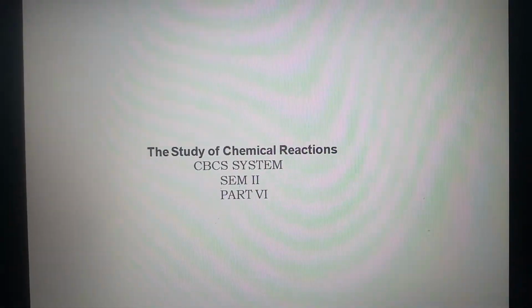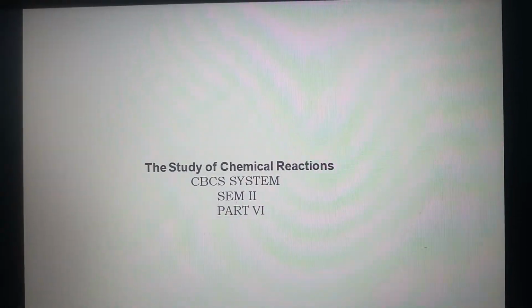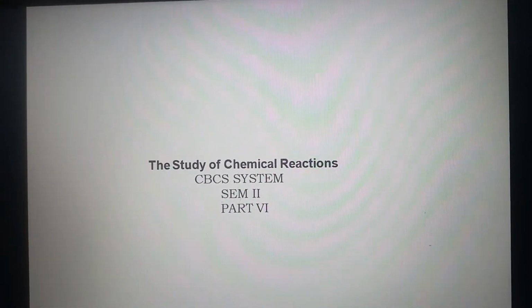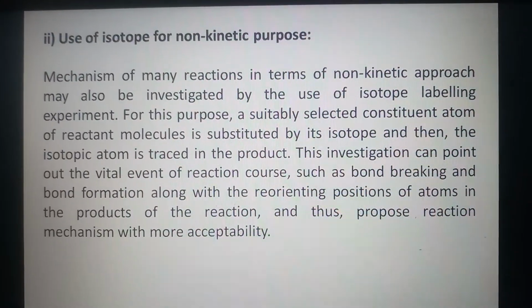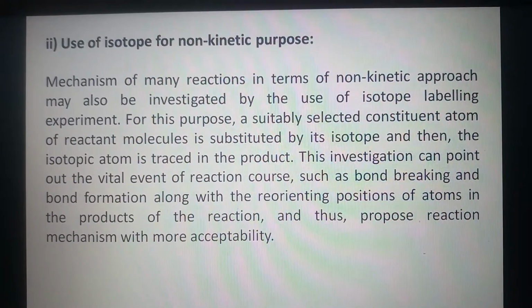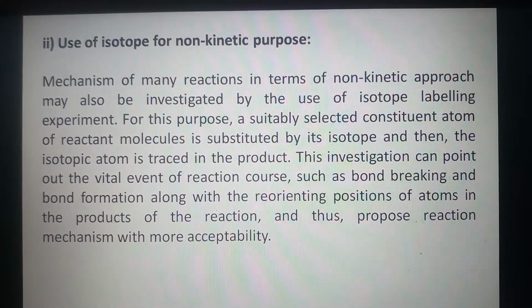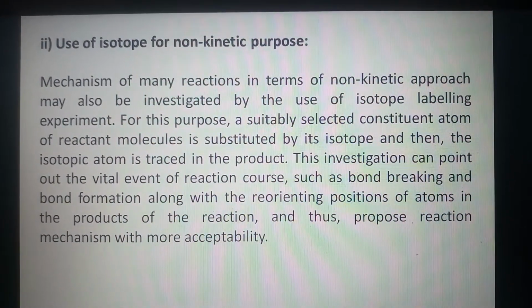Welcome back to the lecture on the study of chemical reactions. This is the concluding part. In continuation of our previous topic, use of kinetic isotope for kinetic purpose, now I am talking about use of isotope for non-kinetic purpose.